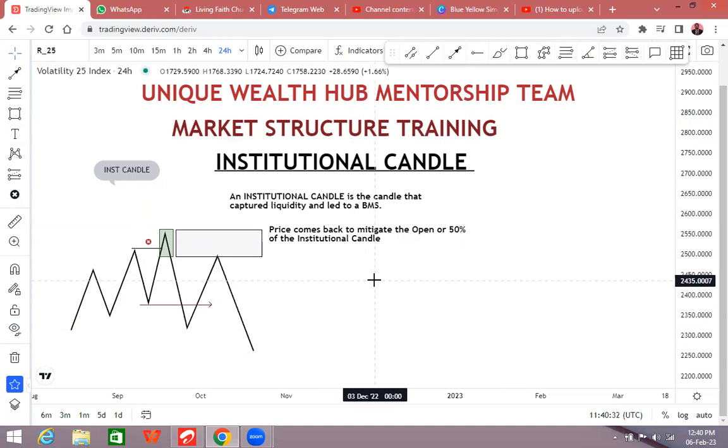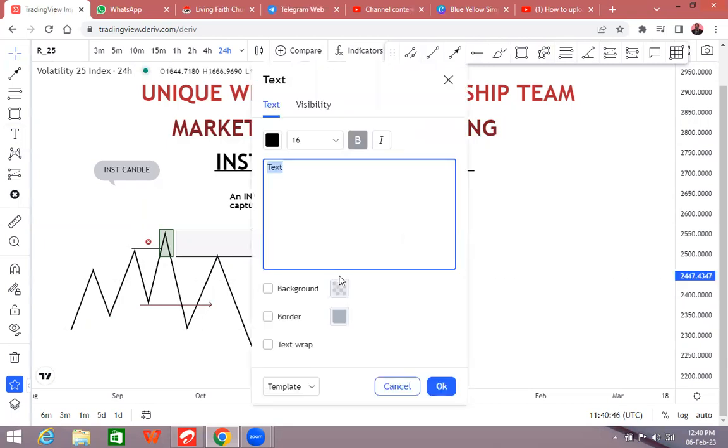So let's have this example. And I think I should say this. While dealing with institutional candle, you need to take note of your previous month high or previous month low, because these are the liquidities that an institutional candle goes to capture.